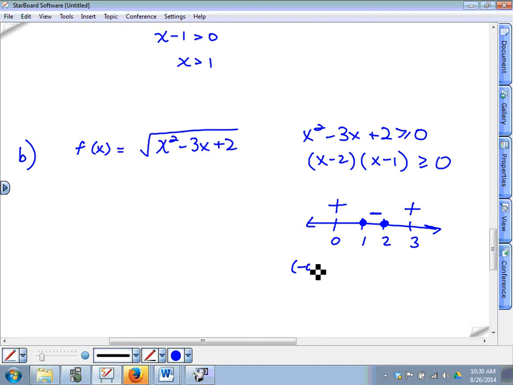So the domain here is going to be parenthesis, negative infinity to 1 bracket, union, bracket 2 to infinity. That wasn't so bad, was it?